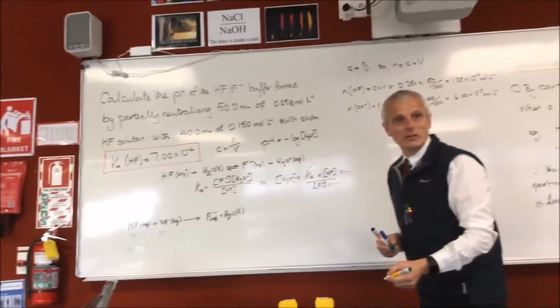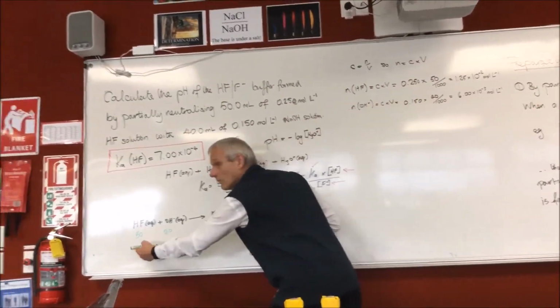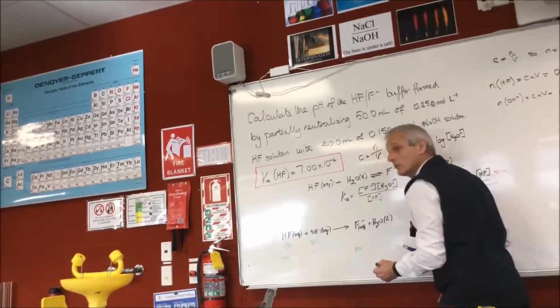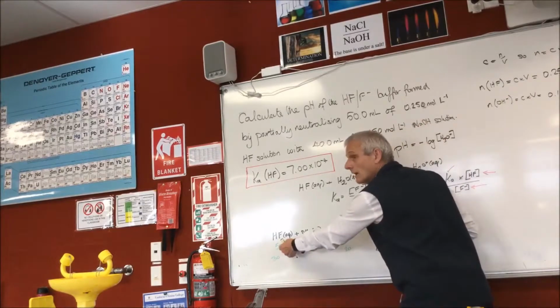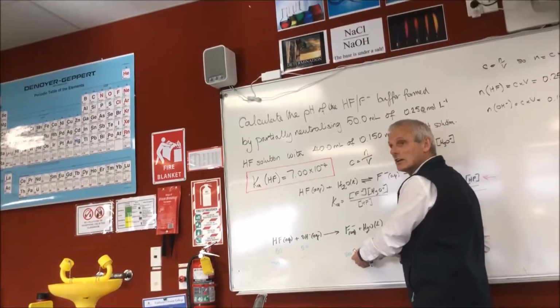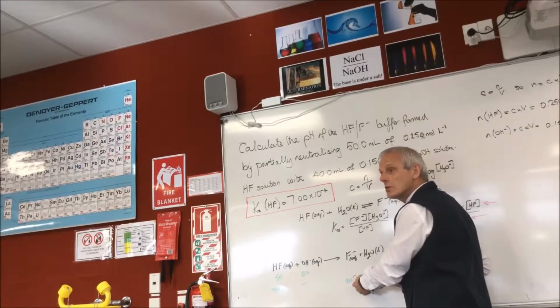Does that make sense? And when I take 20 off that, it's going to make this. So I'm going to get 20 of these. So the 50 I had here, 30 are left over, and 20 have gone over to here, because the OH minus has removed the H from it. Does that make sense?